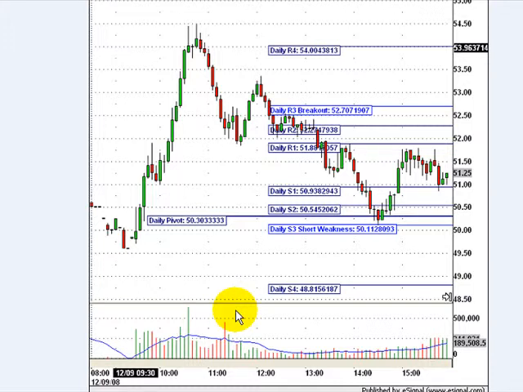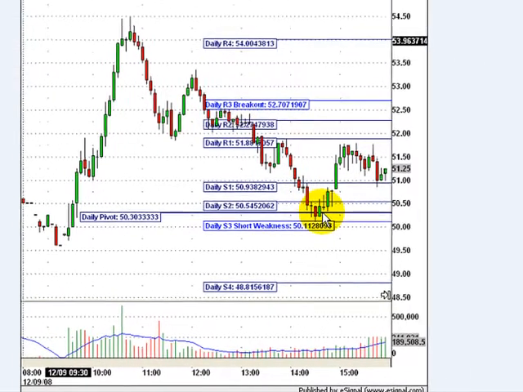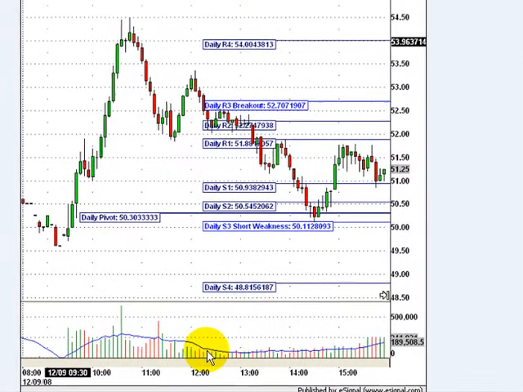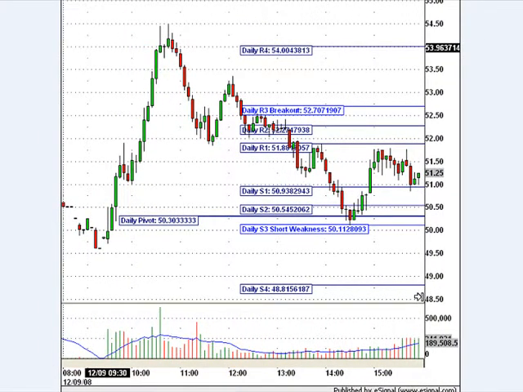And then it sold off really hard, came back down, and rolled all the way back down to the daily pivot where it found support, and then bounced back up. So that's how you use the pivots in your pivot trading.